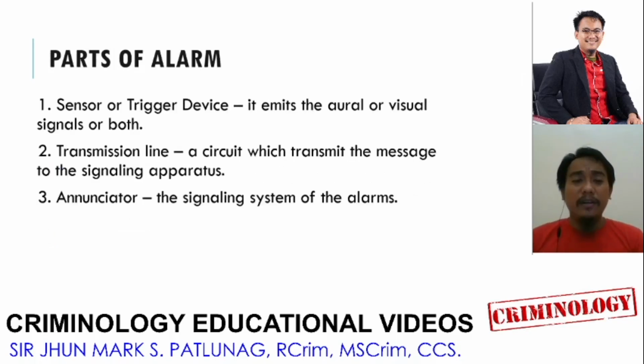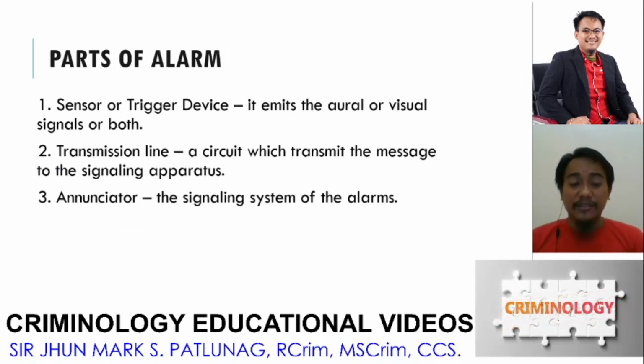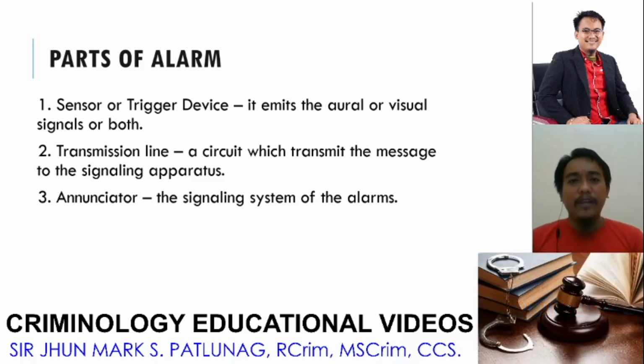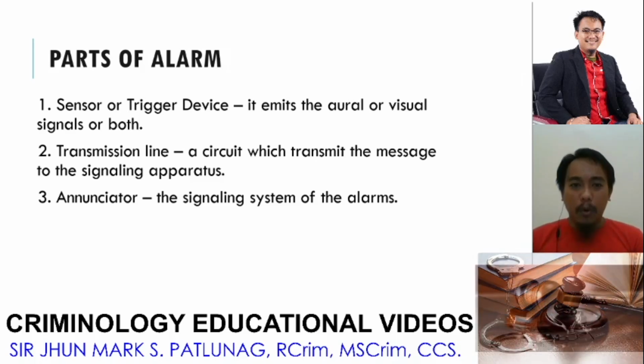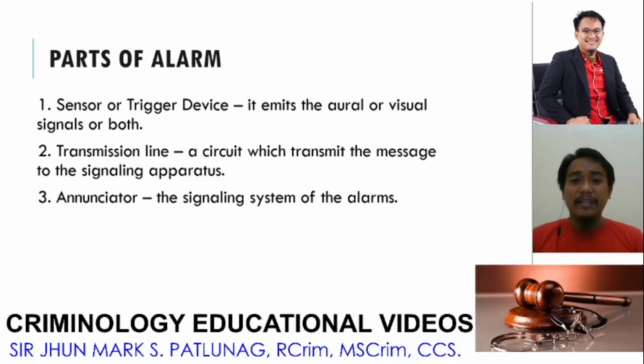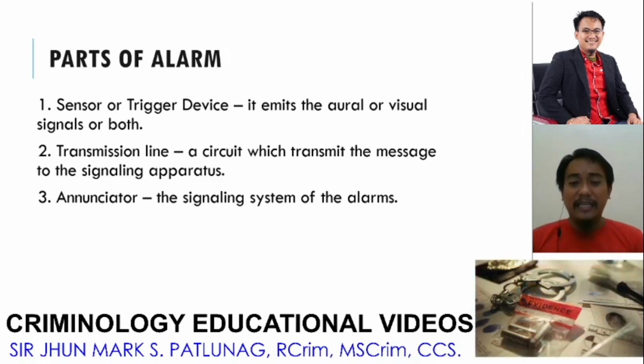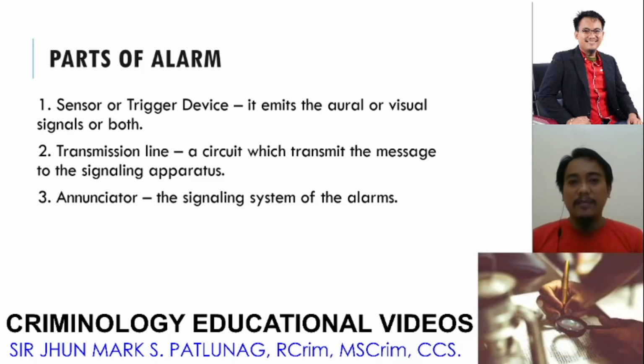It should be installed in a property where protection is necessary. We have here the three parts of an alarm. First is the sensor, or the other term for the sensor, the trigger device. Second is the transmission line, and third is the annunciator. The sensor by itself emits the aural or visual signal, or it can do both. The transmission line is a circuit which transmits the message to the signaling apparatus. Ito po yung linya. And the annunciator is the signaling system of the alarm. So these three parts of the alarm are connected to each other by the transmission line.